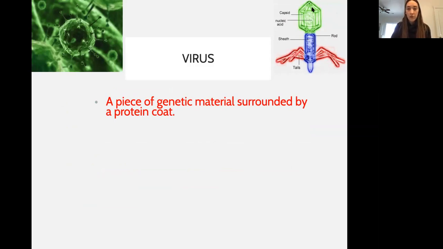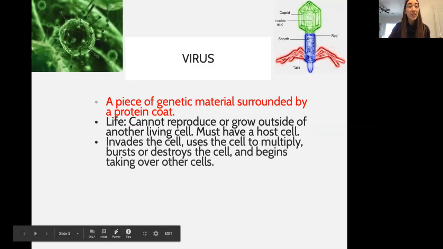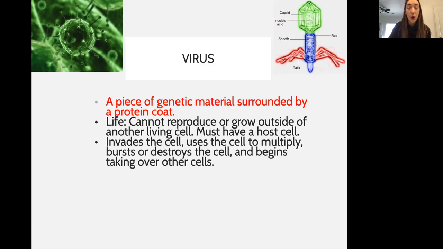As per the life of a virus, it cannot reproduce or grow outside of another living cell. So it has to have a host cell to cling onto. What it does is it invades the cell that it wants to target, and it uses the resources of that cell to multiply. Then it bursts and destroys the cell and begins taking over completely.